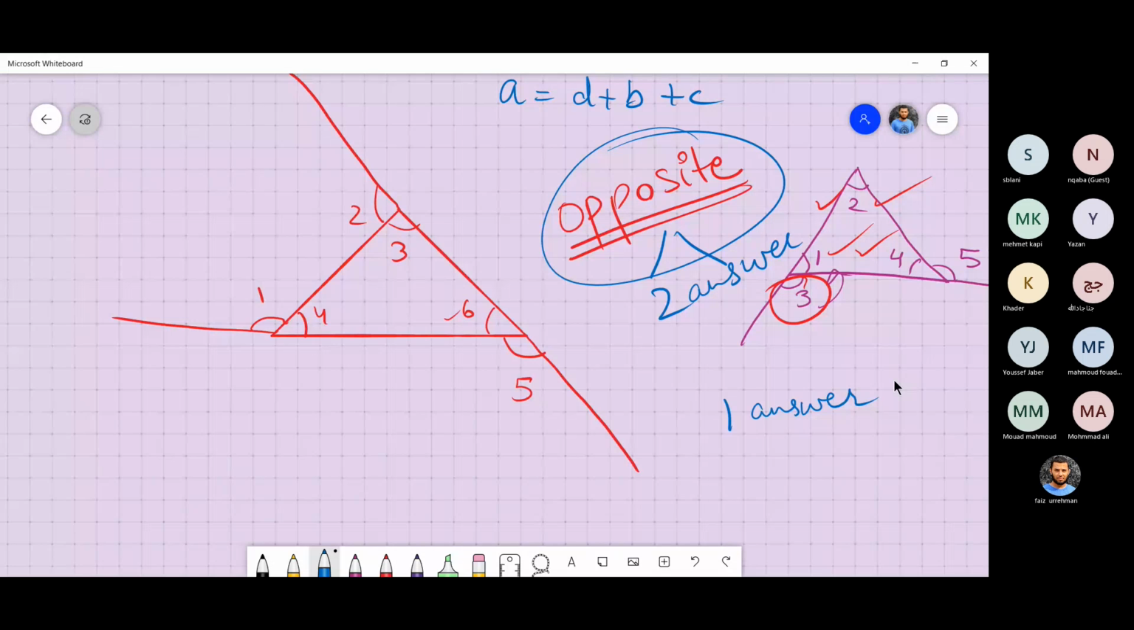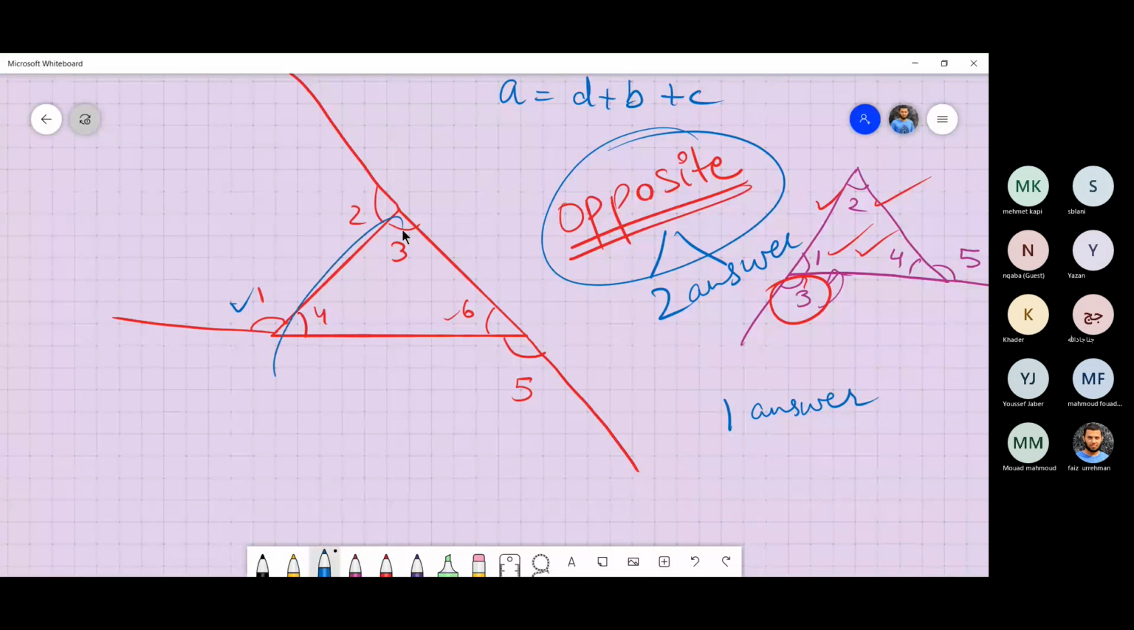Now I will ask again. Listen carefully. What is the exterior of 4? 1, correct? Because they are together. What is the exterior for 3? 2. Okay. What is the interior opposite for 5? 3 and 4. Very good. Yes.